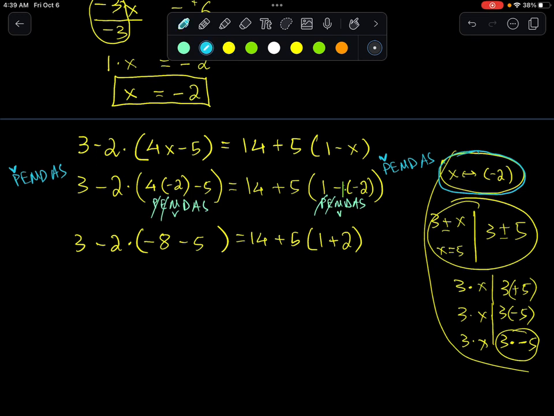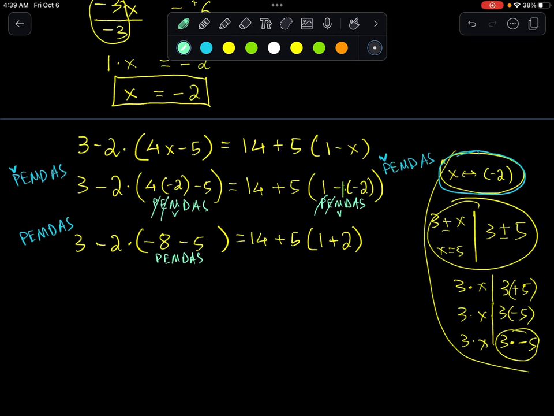Let's go to the next line now on the left. New line, new PEMDAS. Do I have parentheses? Yes, I do here. Let's see if there is anything to do inside the parentheses. So I'm going to write a smaller PEMDAS.